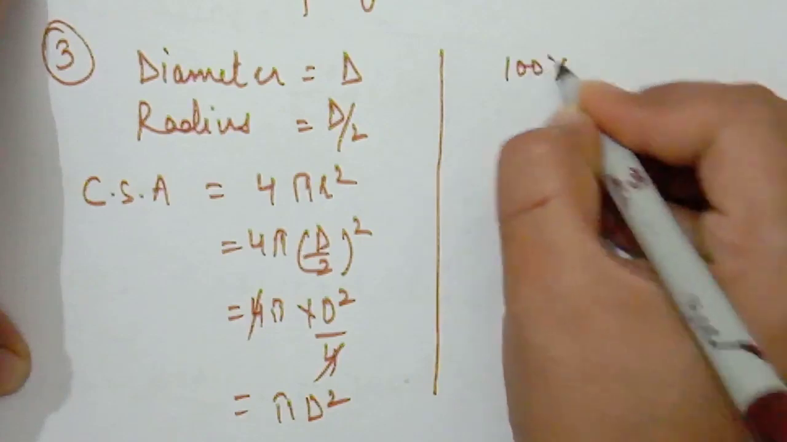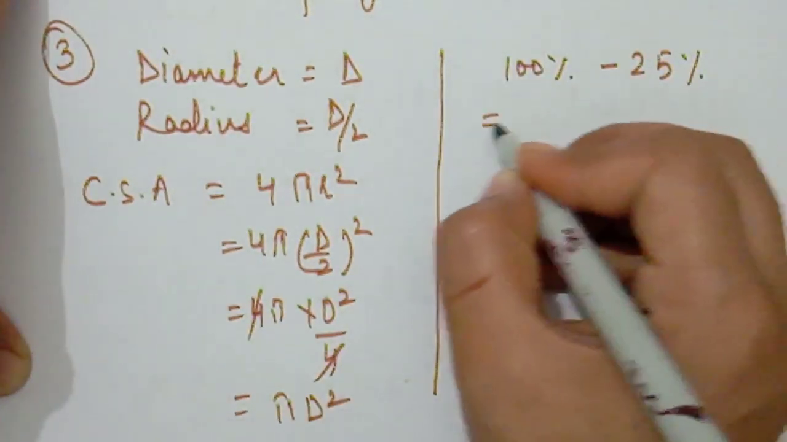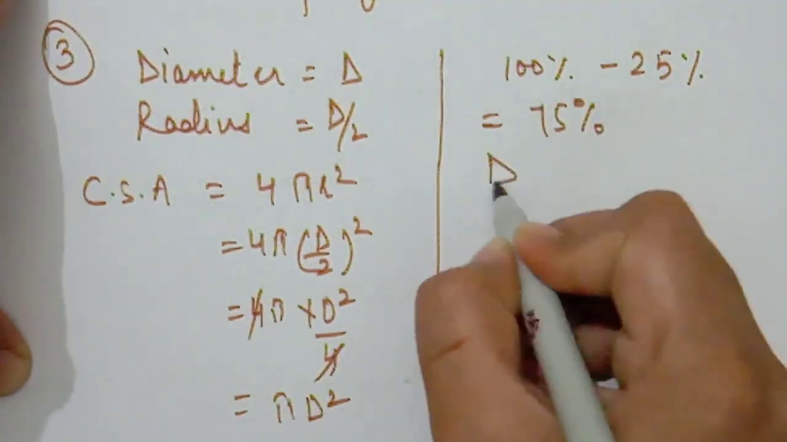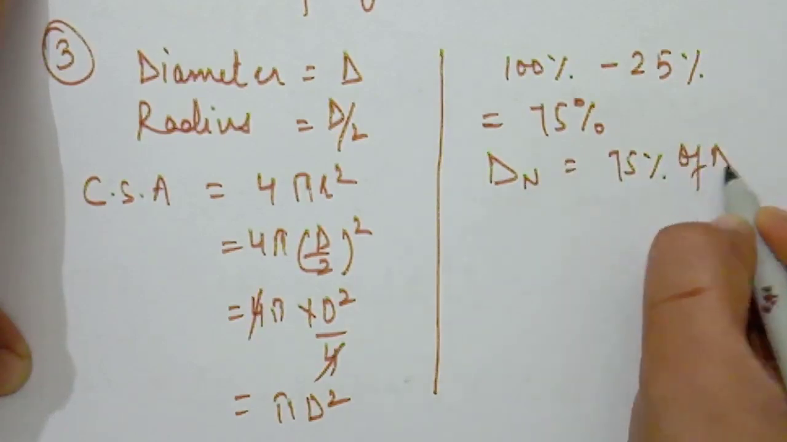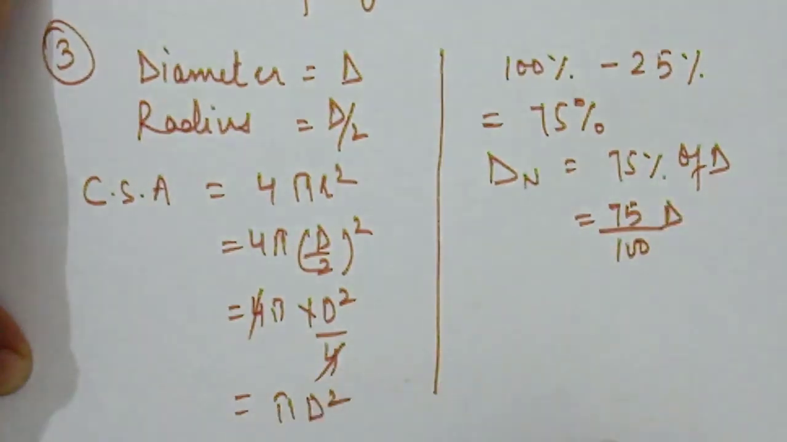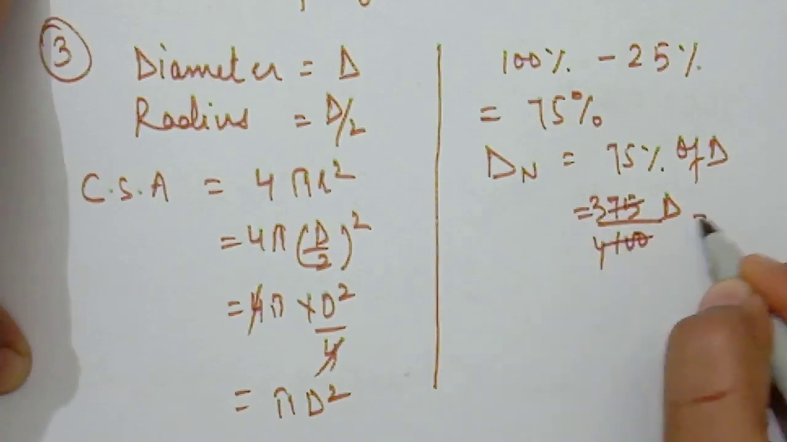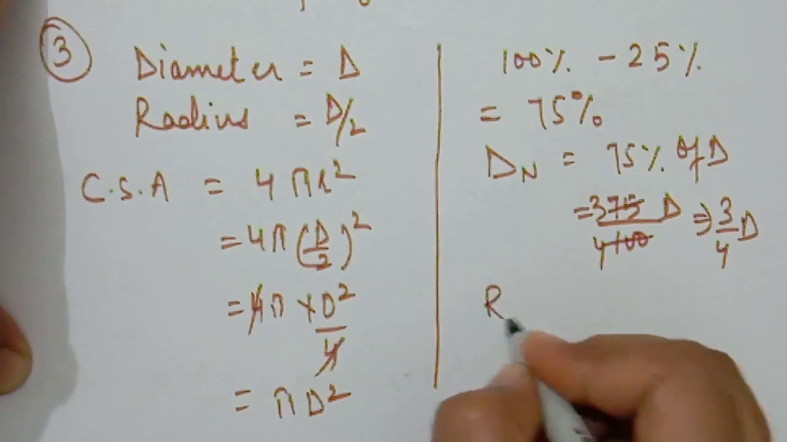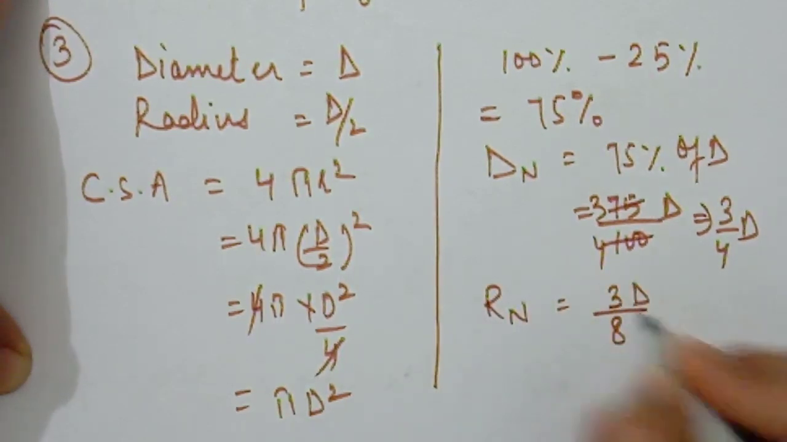Now according to the situation, the diameter of the sphere decreases by 25%. If the diameter is 100%, now it decreases 25%. So the remaining diameter is only 75%. So now the new diameter is 75% of d. When we cut with the 25, it is 3 and 4, then it becomes 3 by 4 d. So the new decreased radius is 3 by 8 d.